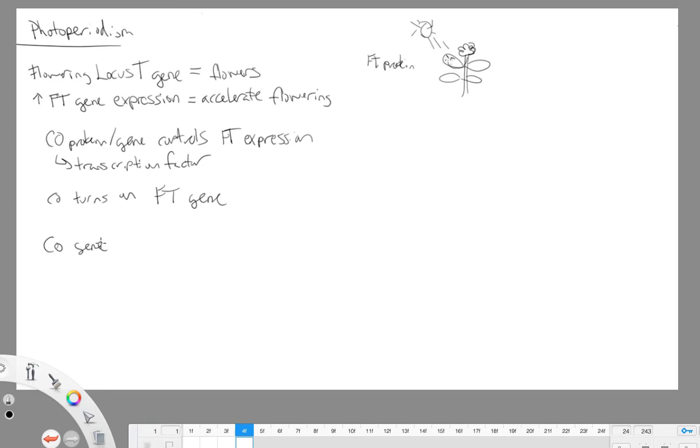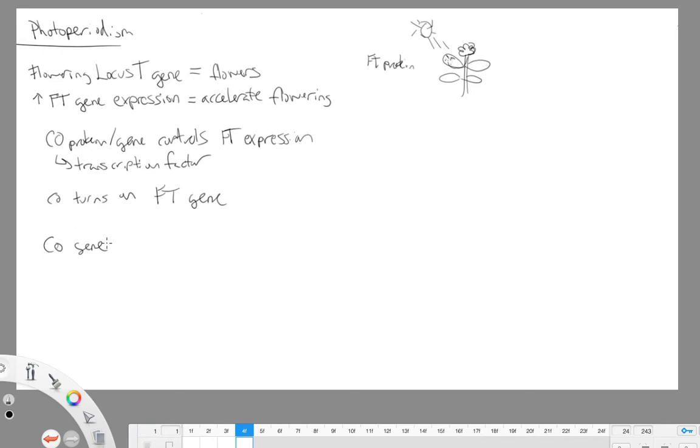Now what's happening is that this CO gene is affected by a number of other transcription factors, and those in turn are regulated by the circadian clock of the plant. So just like in humans, we have a biological clock that kind of regulates us. We have different processes that occur in the morning versus the night, right? Same thing is occurring in our plants.